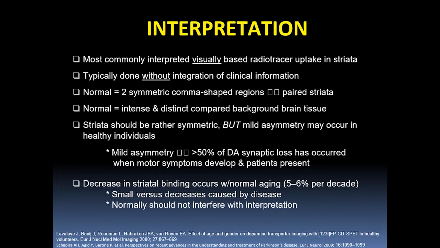In addition to the issue of physiologic asymmetry, there is a decrease in binding that occurs with normal aging. It's been well studied. It's about 5 to 6% per decade. But again, it's helpful to note that because patients with Parkinson's disease have a much more profound and rapid loss, on the order of 10 to 11% per year, it is not a significant confounding factor.